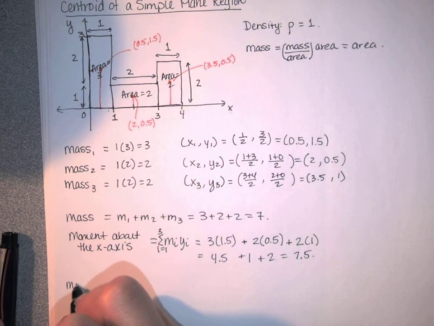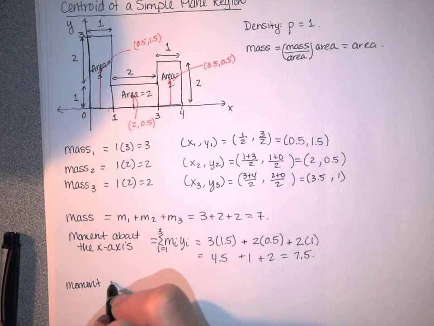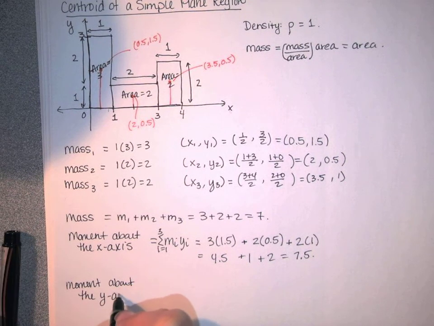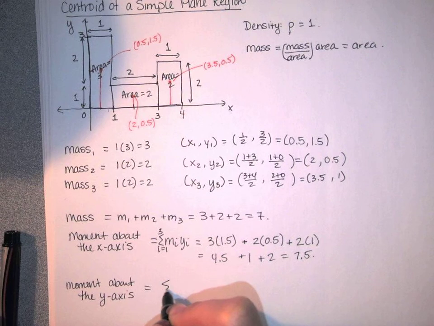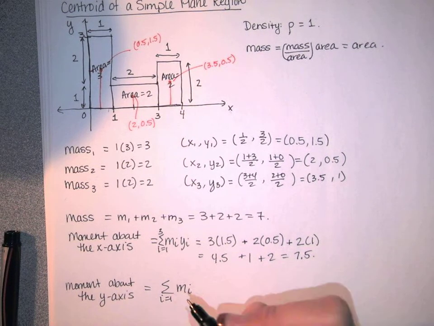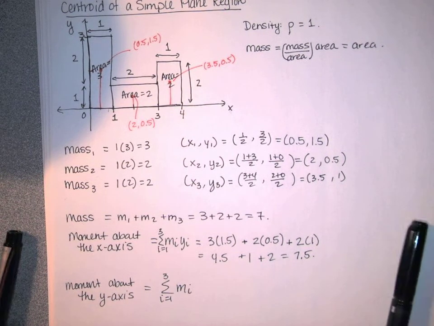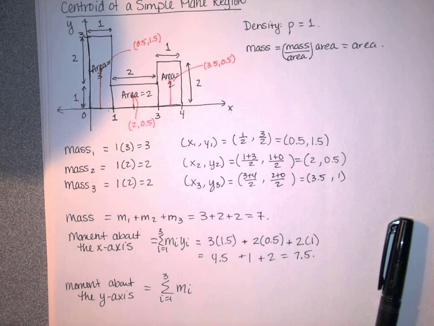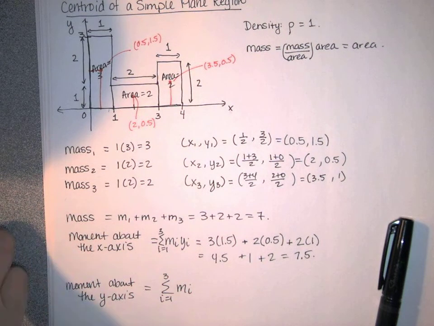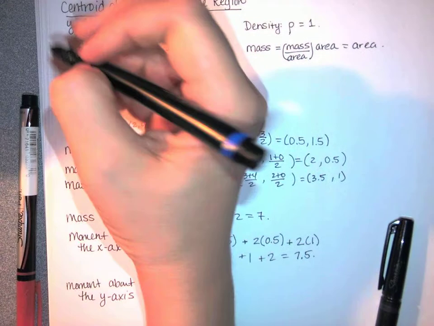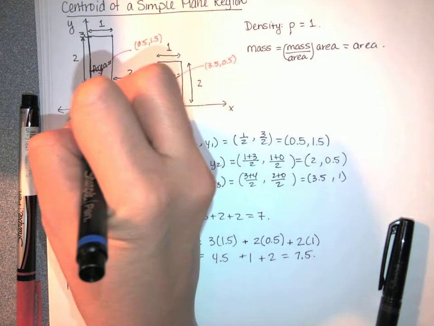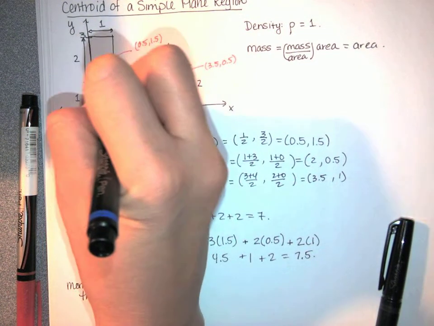To find the moment about the y-axis, we do the same thing. We're taking each of the masses and multiplying by the distance to the y-axis. But the distance of each center of mass to the y-axis is just the x value. I'm going to do those in a different color. So there's that right there, and that right there. Oops, not that. That right there, and then that right there.